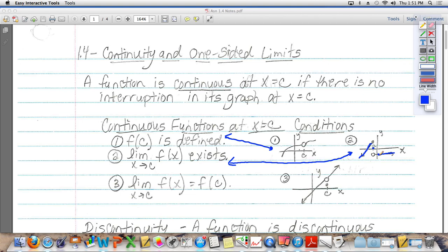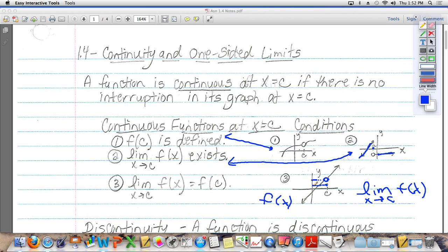Same thing for number 3. The limit as x approaches c of the function has to be exactly the same as the value of the function at that value of c. What I mean is this. If I ask you in this graph what is f of c, you would go to this point right here. That is the value of the function. But if I ask you what is the limit as x approaches c of the function, you're going to tell me it's this value right here, which is not the same as that value right there. This value is this. The other value is right here. So this is an example of a condition that is not met, because these two values are not exactly the same.